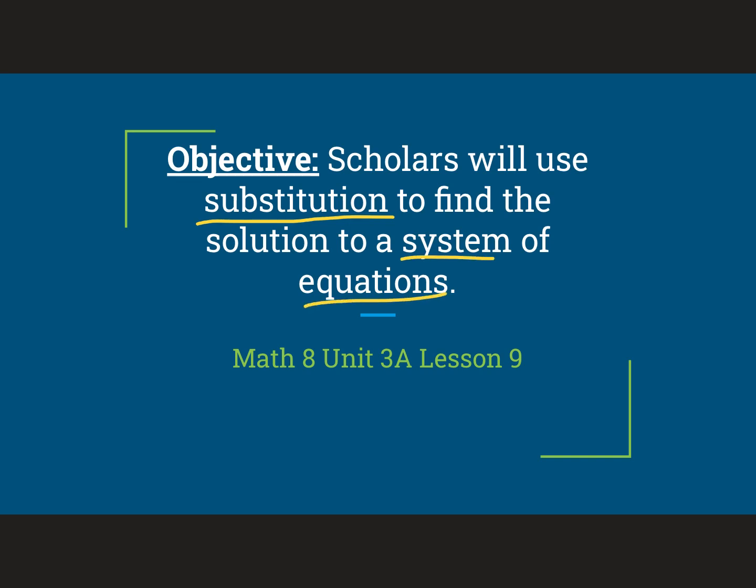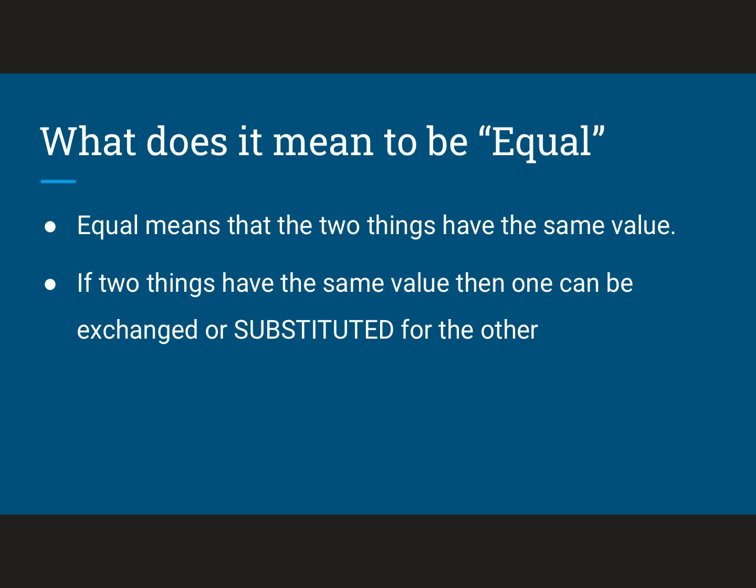Okay, so we've done graphing. Now let's look at substitution. So first question is, what does it mean to be equal? Well, equal means two things have the same value. So if I say x equals 5, that means 5 and x have the same value. If two things have the same value, then one can be exchanged or substituted for the other. That's where the name substitution comes from. We're going to be substituting in a value.